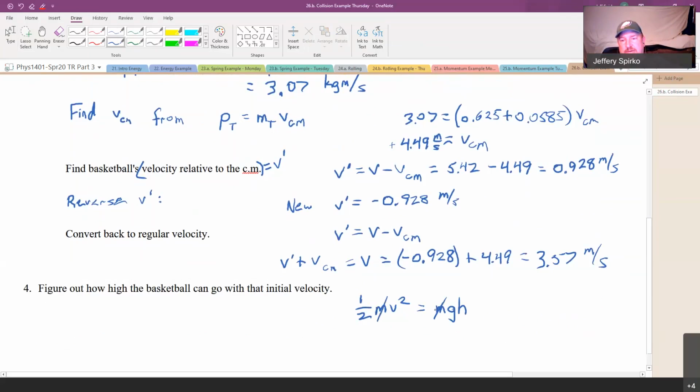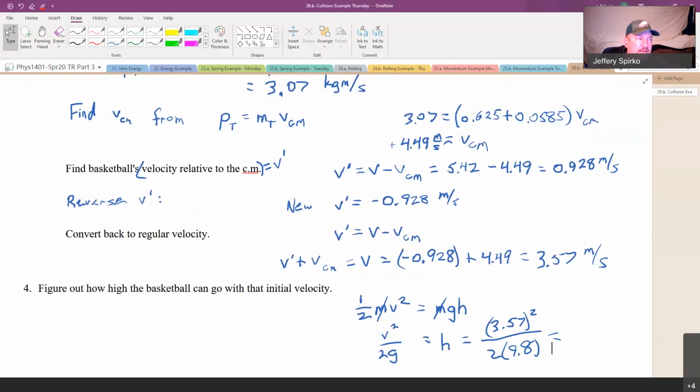And what do you know? We can still cancel the masses. And we're solving for h now. So we get v squared over 2g is h. So this is 3.57 squared over 2 times 9.8. So h1 final is that squared over 2 times 9.8 in parentheses for the bottom of the fraction, 0.65.